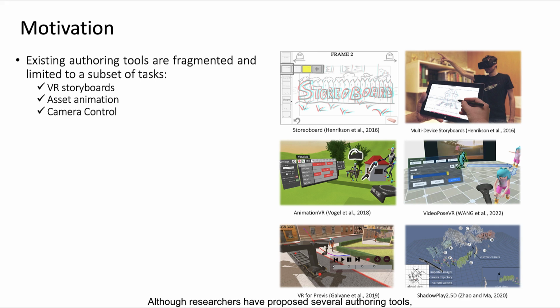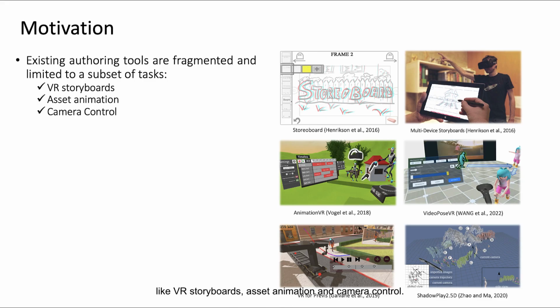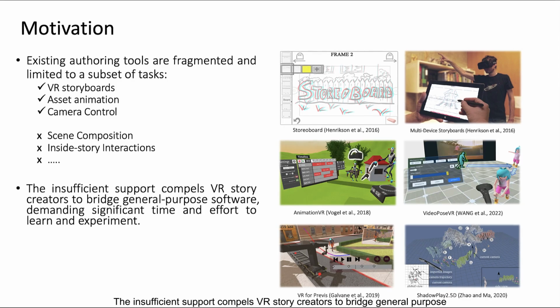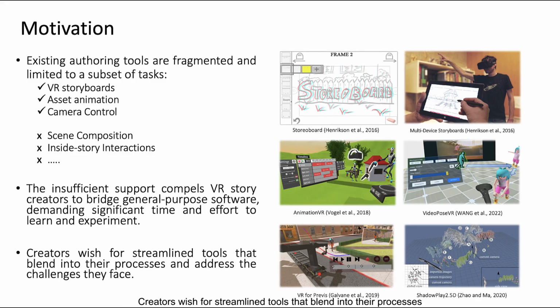Although researchers have proposed several authoring tools, these tools are fragmented and limited to a subset of tasks like VR storyboards, asset animation, and camera control. Many other essential tasks such as scene composition and inside story interactions are not adequately supported. The insufficient support compels VR story creators to bridge general-purpose software, demanding significant time and effort to learn and experiment. Creators wish for streamlined tools that blend into their processes and address the challenges they face.